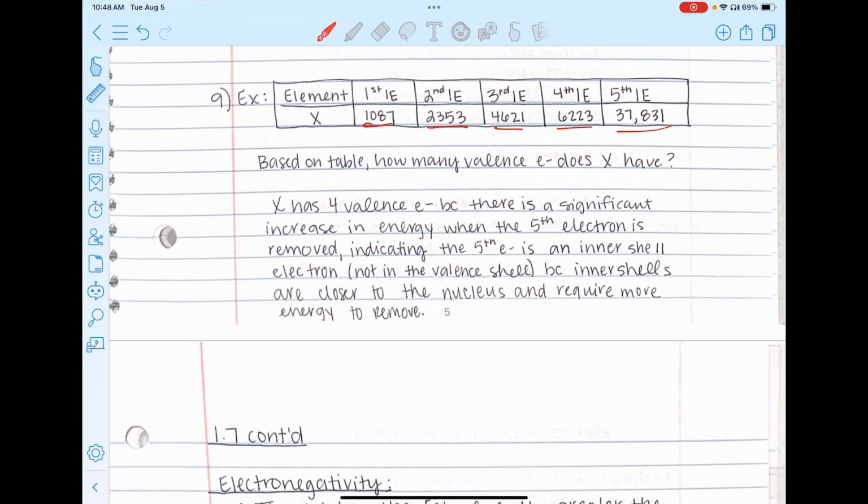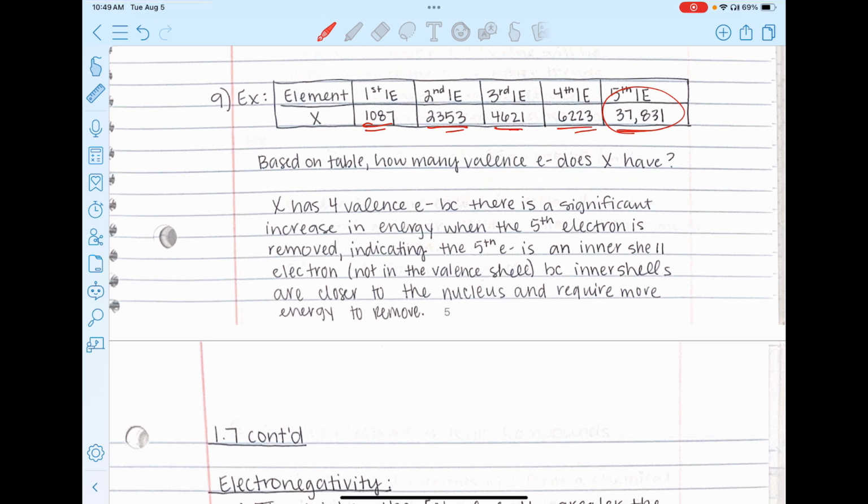Where do we see the biggest change? Where do we see something that looks inconsistent with the rest of the table? That's going to be here. Going from 6,000 to 37,000 is an insanely big change. So what we can determine from that is that X must have 4 valence electrons. 1, 2, 3, 4, there's not a huge change in energy there. But when we try to remove a fifth electron, there's a huge change.